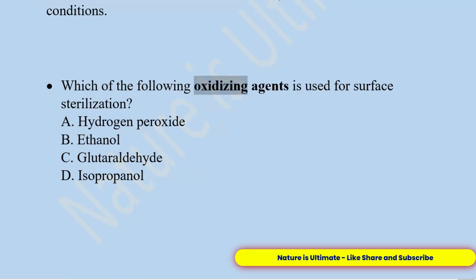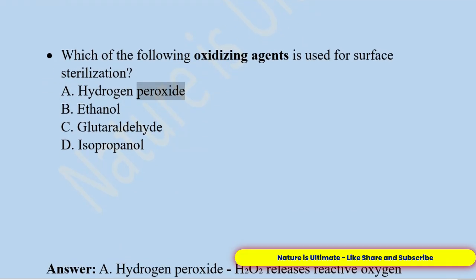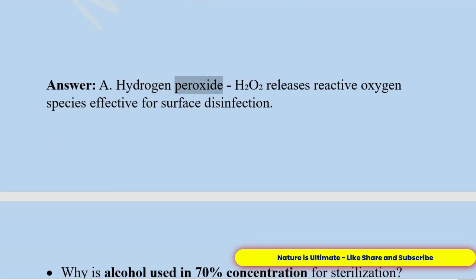Which of the following oxidizing agents is used for surface sterilization? A. Hydrogen peroxide. B. Ethanol. C. Glutaraldehyde. D. Isopropanol. Answer: A. Hydrogen peroxide. H2O2 releases reactive oxygen species effective for surface disinfection.